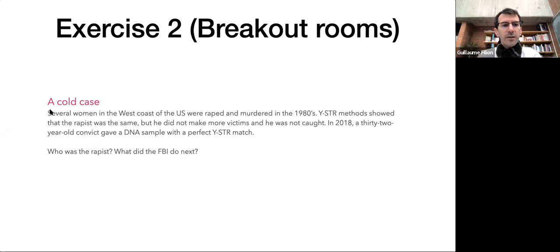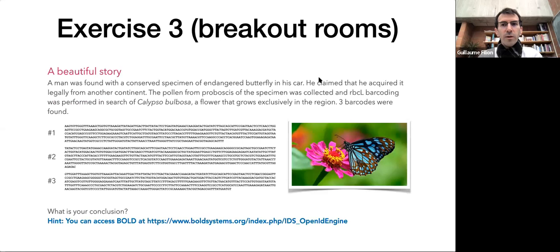A cold case. Several women on the west coast of the US were raped and murdered in the 1980s. Y-STR methods showed that the rapist was the same, but he did not make more victims, and he was not caught. In 2018, a 32-year-old convict gave a DNA sample with a perfect Y-STR match. Who was the rapist? What did the FBI do next? Criminal mood today.